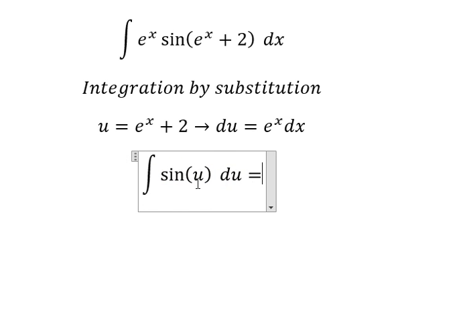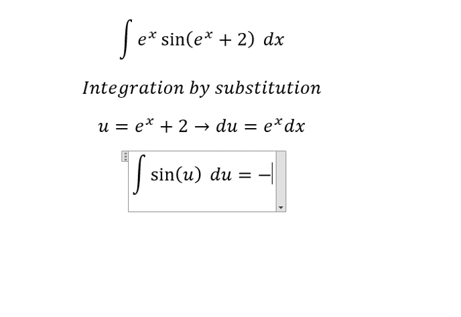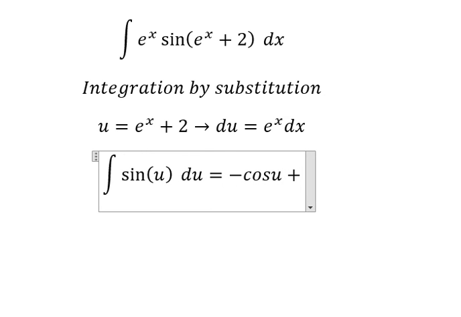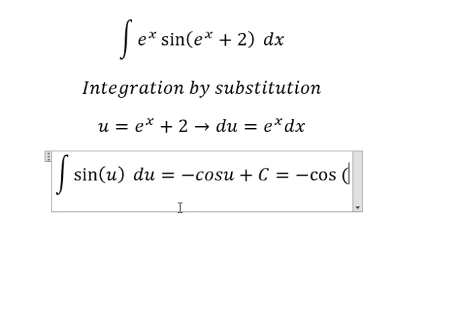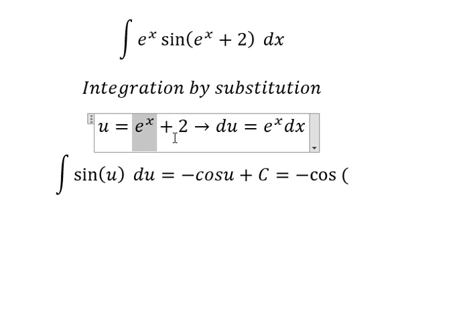The integral of sine u is negative cosine u, and I will put plus C. Then u is this one.